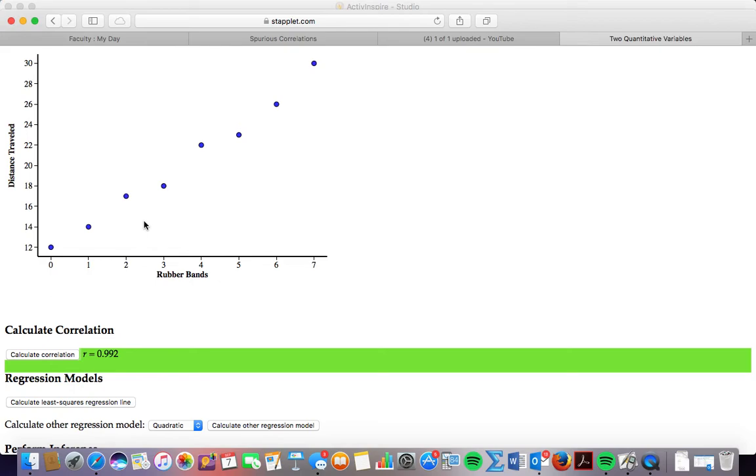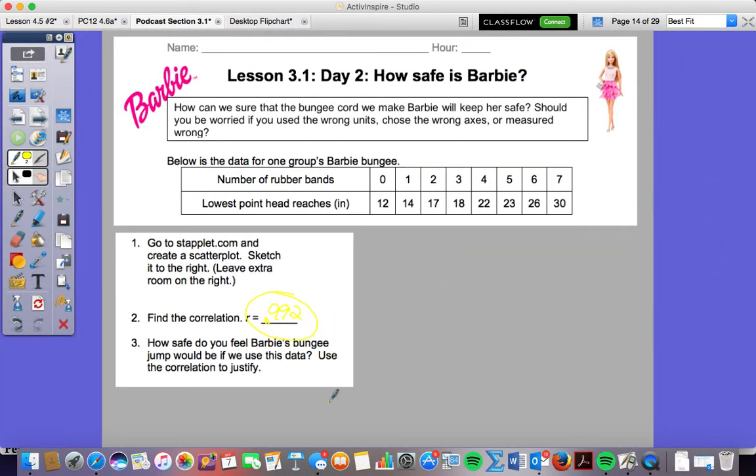So the question on that next question is, how safe do you feel with Barbie's bungee jump if we use this data? I would say we're really safe, right? Really safe because of that 0.992. Now let me use a different color here, okay? All right, this will be the last thing, and I want to show you some funny stuff here. So I'm going to say this is safe, okay? We're going to say this is safe because of what? Torrance gave the word, strong what? Correlation. This is a strong correlation. In what direction? Good, so we'll say it's a strong positive correlation.